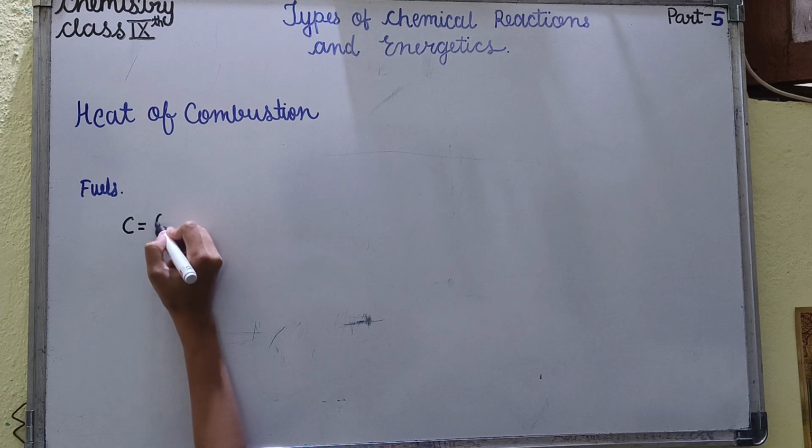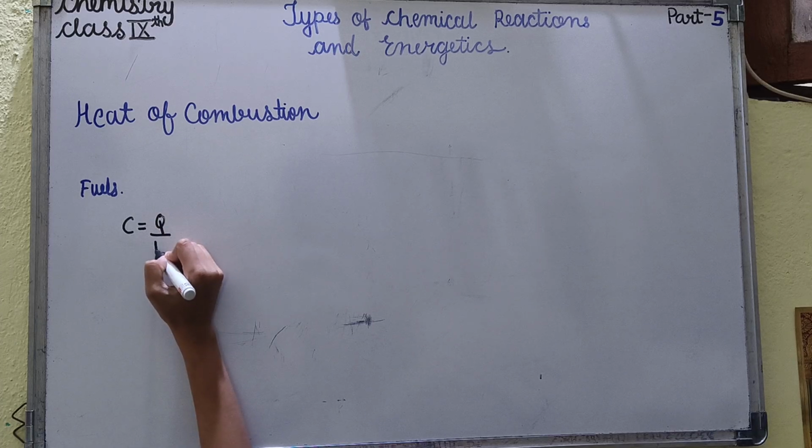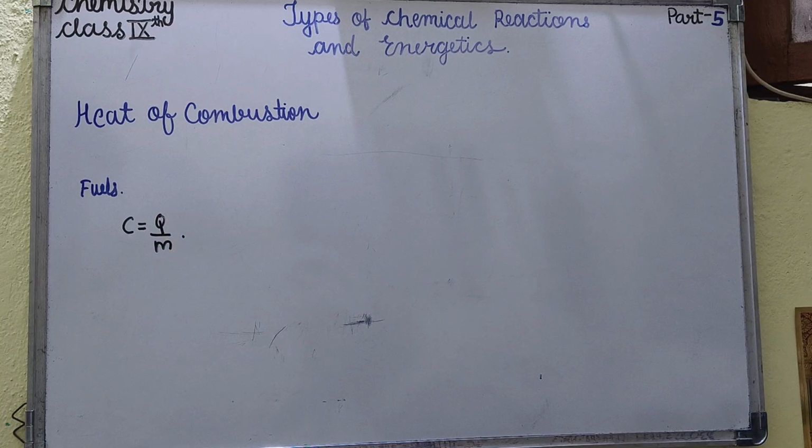Calorific value C is equal to Q upon M. The unit of fuel value is kilojoule per gram. Higher the fuel value, better is the fuel. Example, the fuel value of carbon is 395 by 12, that is 32.91 kilojoule per gram.